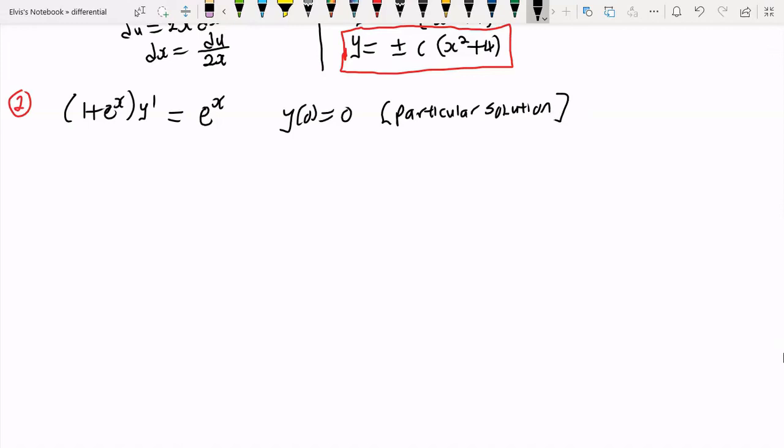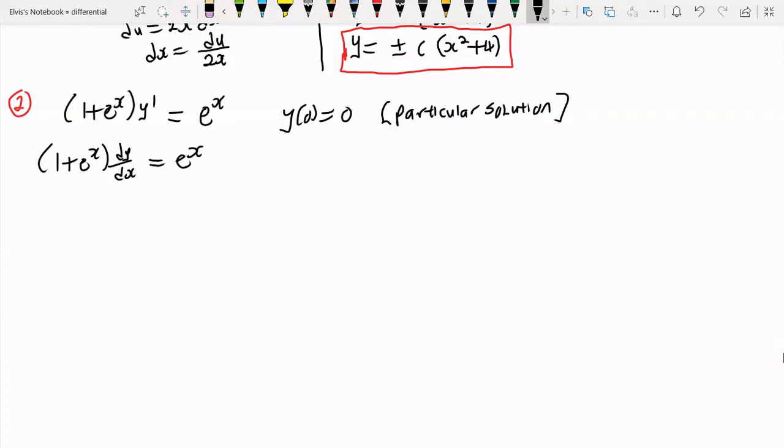So guys, this is going to be a bit different from the first question. Don't worry, you are going to see how I'm going to solve this. Okay, so what we're going to do is, like I said, we are going to try to write this y prime as dy over ds. So this is now going to be 1 plus e raised to the power of s times dy over ds. Okay, so this is equal to e raised to the power of s.